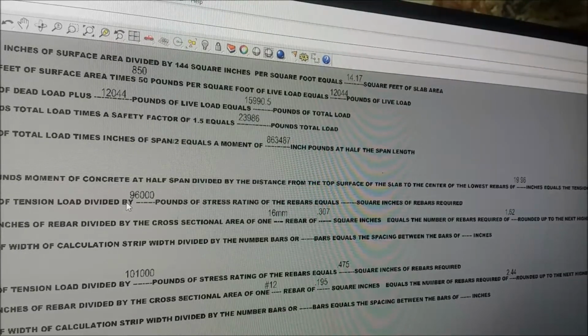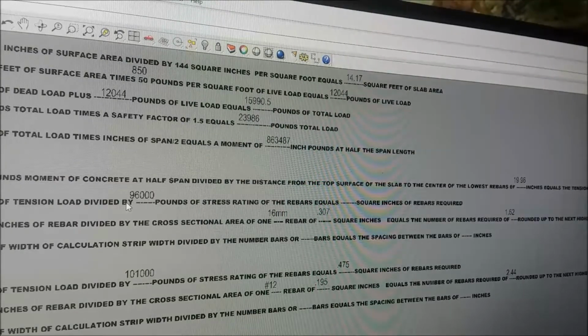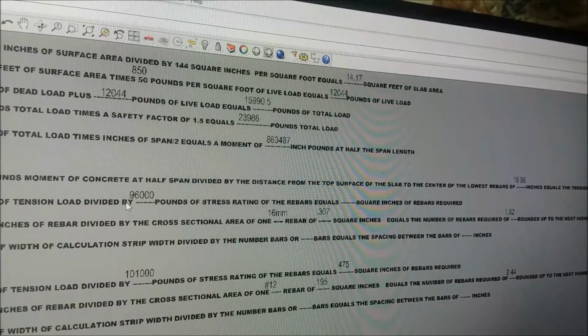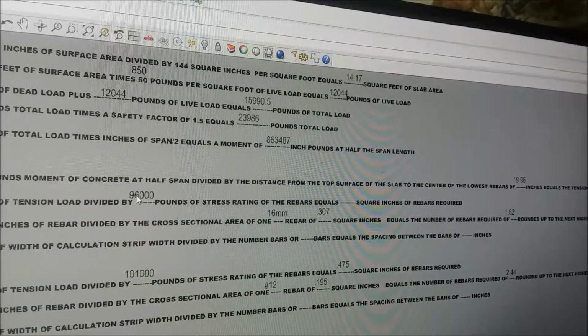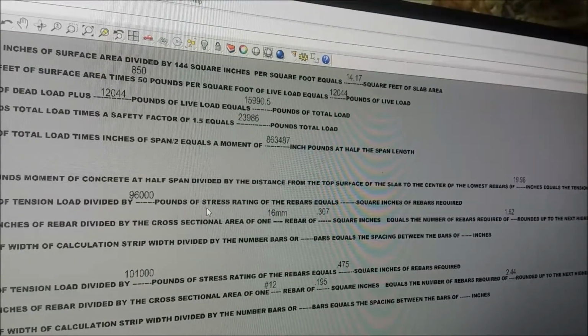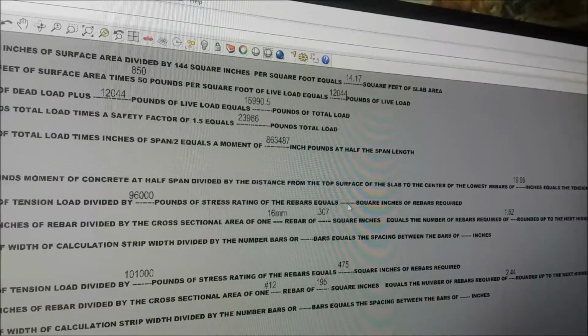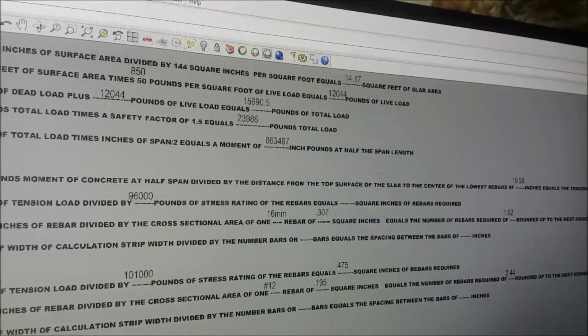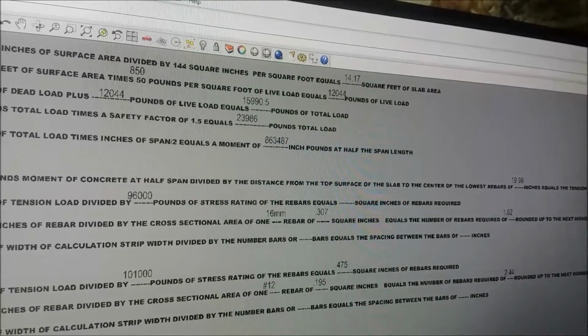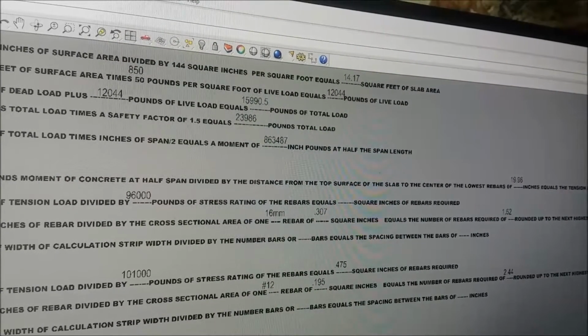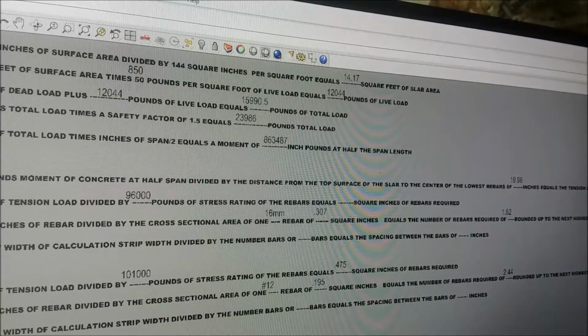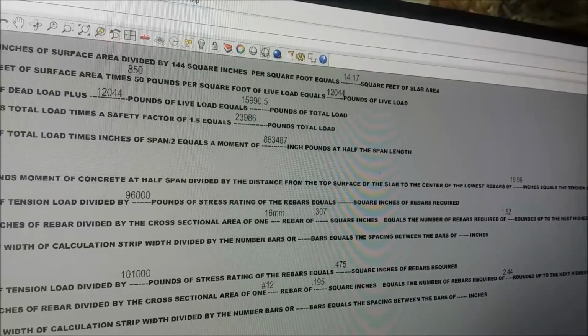We divide it by the yield strength of the rebar. This would be a 16 millimeter or a number 5 US. It's 96,000 pounds of stress rating. I didn't write the number in there. I'll just punch it in through the calculator. Okay, so if you divide those, it comes out rounded to a half a square inch of rebar.